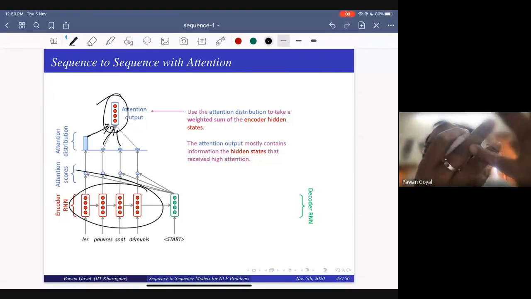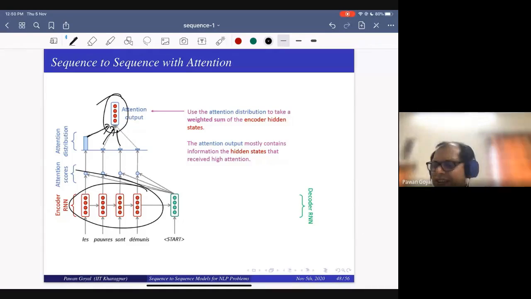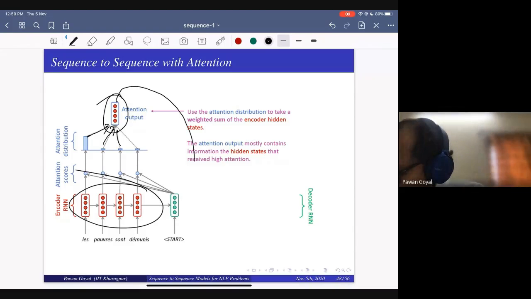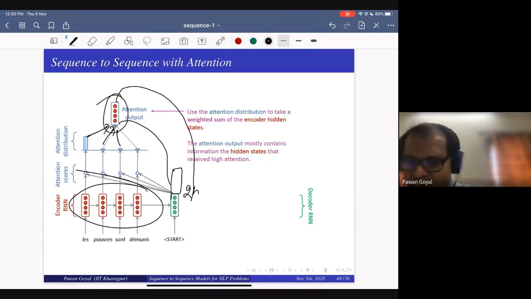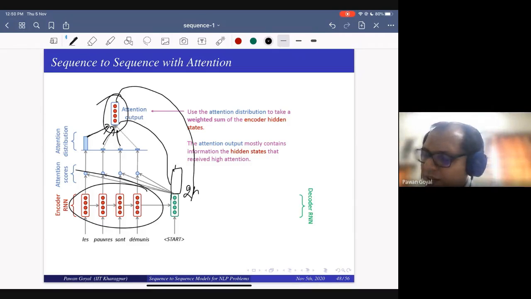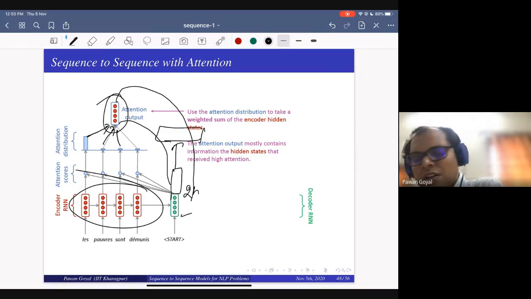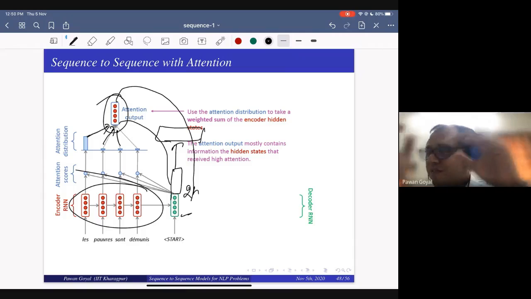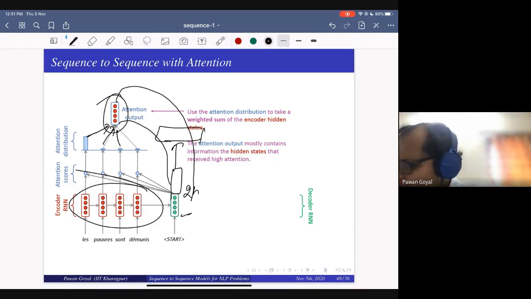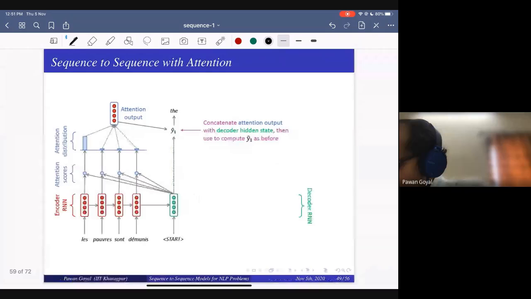Now, how do I use that to decode? What I do is concatenate this on top of this, making a 2h dimension vector, and use that to do my decoding further. So now I'm getting my actual hidden state, but also a summarized information from the input. This idea of attention has been shown to help a lot with sequence-to-sequence models. So I concatenate this attention output with the decoder hidden state, and then use these to generate y1 prime.